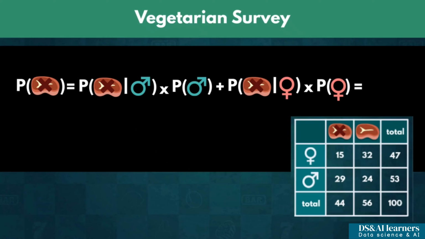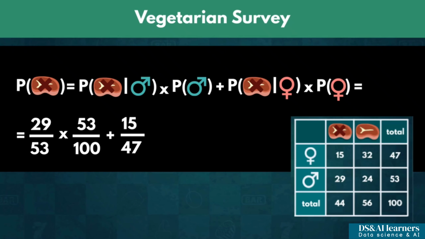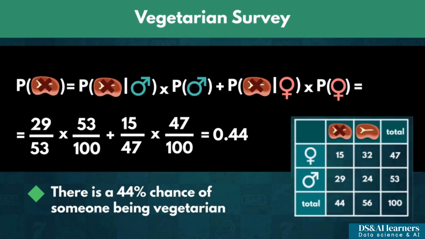If we plug in values from the table, we get the probability of being vegetarian equals 29 over 53 times 53 over 100 plus 15 over 47 times 47 over 100. That's 44 over 100, or 0.44. Therefore, according to the survey, there is a 44% chance of someone being vegetarian.